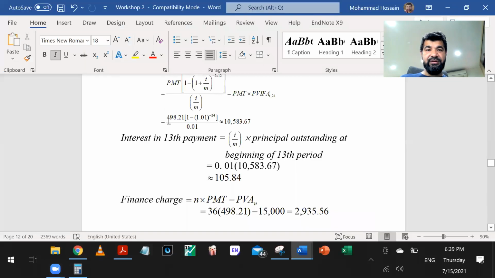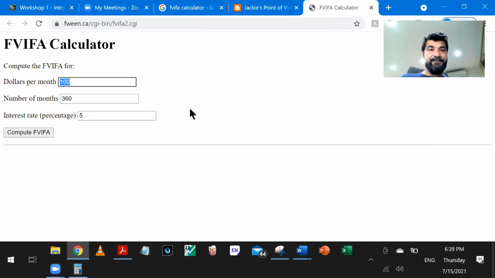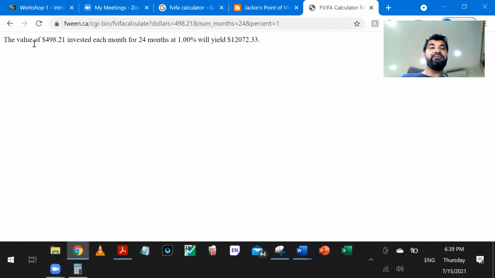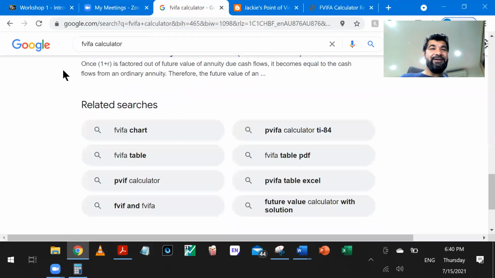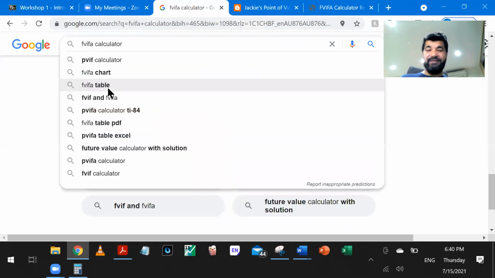498.21. Number of months, 24 months left. It's future value, I have to do the present value, sorry. Interest rate is, let's say, 1%. But if we calculate not the future value but the present value, for example.